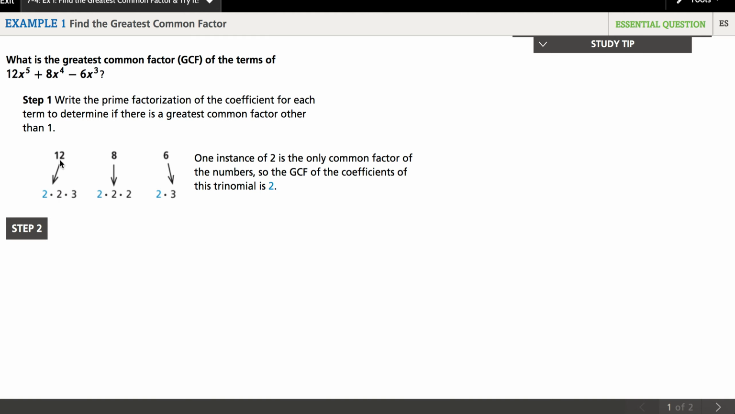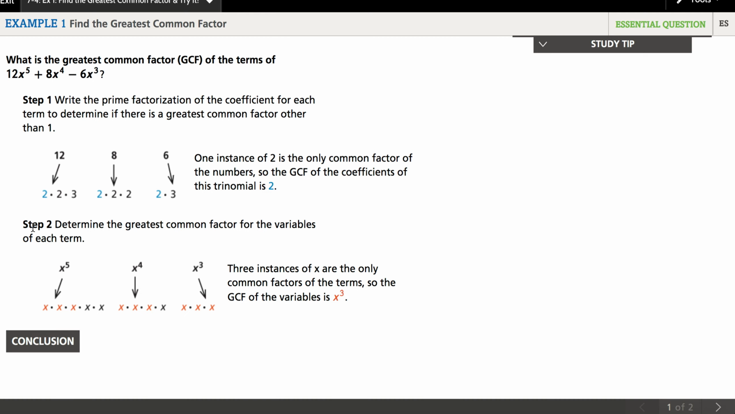So we figure out the prime factorization. 12 is 2 times 2 times 3. For the coefficient 8, we have 2 times 2 times 2. And for 6, we have 2 times 3. So one instance of 2 is the only common factor of the numbers. So the GCF of the coefficients of this trinomial is 2. As you see, what they have in common, both coefficients, is 2. So the prime factor is going to be 2.